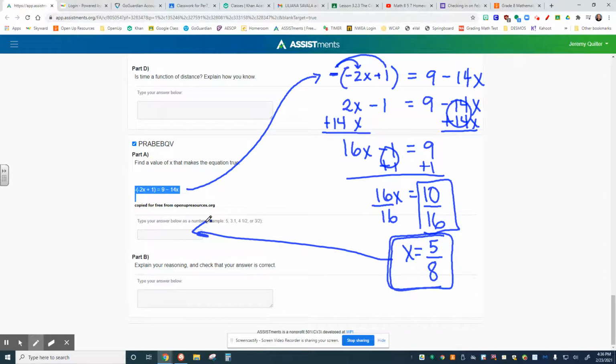I don't want a decimal. Please leave it as a fraction. It's totally okay.